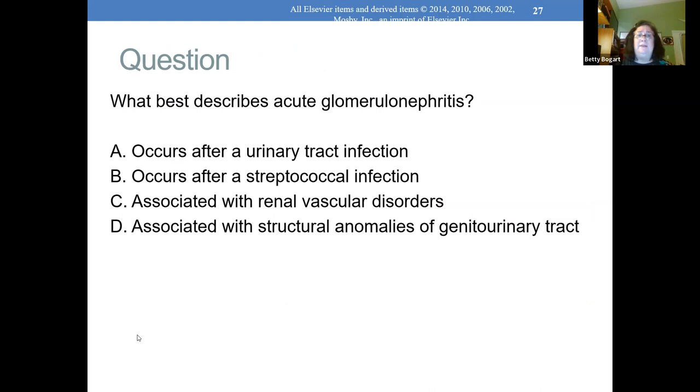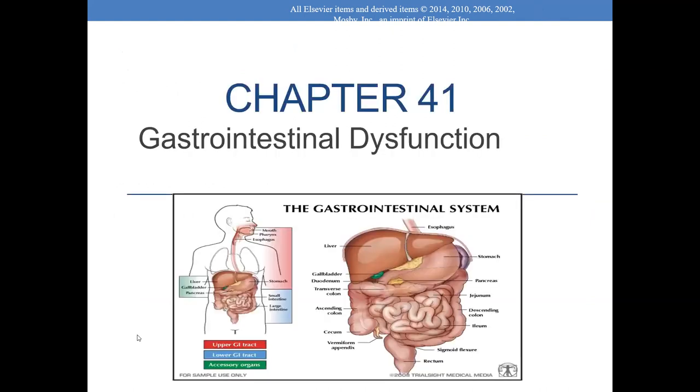So what best describes acute glomerulonephritis? What is it? E. Yep, it's your streptococcal infection, rheumatic fever, and acute glomerulonephritis. And we can cure it and it can go away. If it's not caught quick enough, it could be a chronic condition.